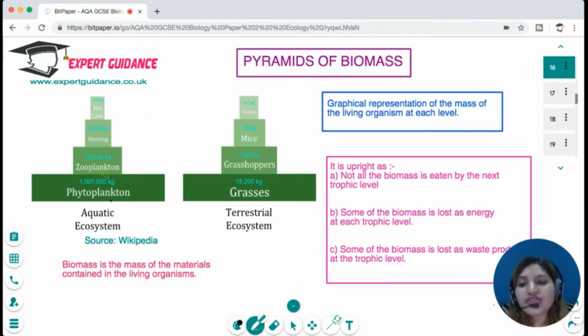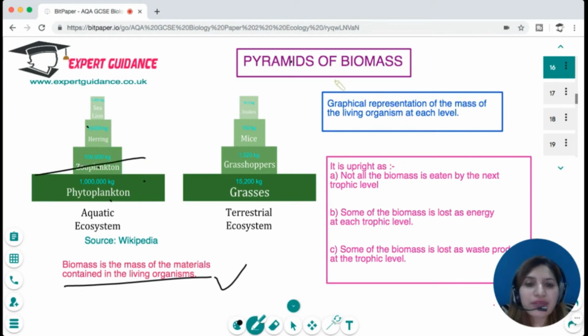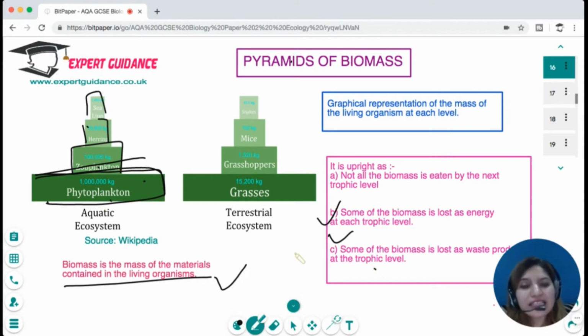Now, at each trophic level, we can measure the biomass. Biomass is the mass of the material contained in the living organism, and we can give it a graphical representation in the form of a pyramid. And we will see that the producers have the maximum biomass, and then since a lot of energy loss happens at this stage, the biomass at the next stage is less, followed by a decrease in biomass at the next stage, and the top carnivores have very little biomass. Okay, and at each stage the biomass is lost as waste product.